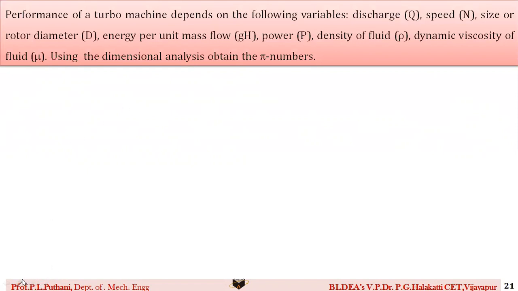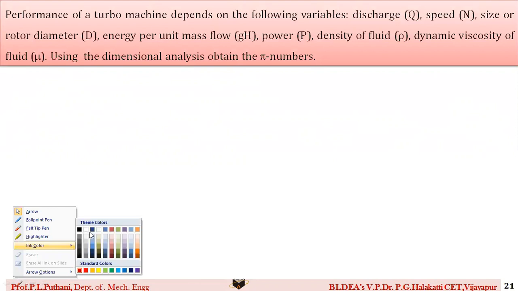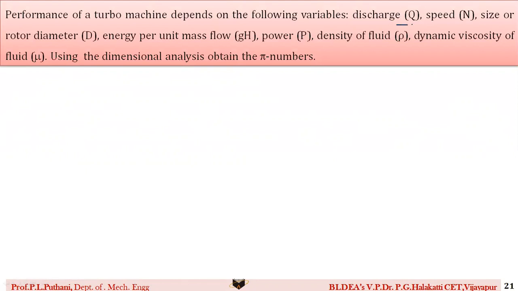So how many variables can we see here right now? If you observe carefully: number one, discharge Q; two, speed N; three, size or rotor diameter D; four, energy per unit mass flow gH; five, power P; six, density of fluid rho; seven, dynamic viscosity of fluid mu. The total number of variables is 7. One is your dependent variable and the remaining 6 are independent variables.